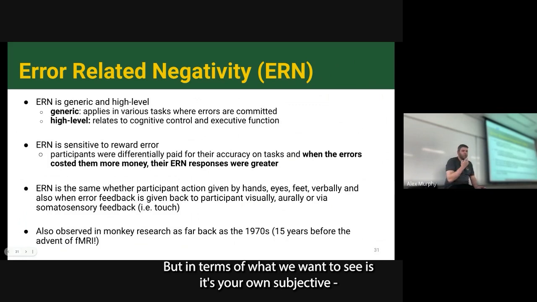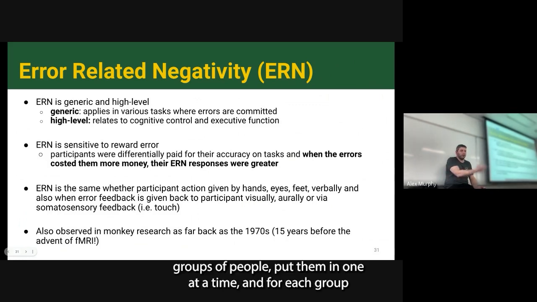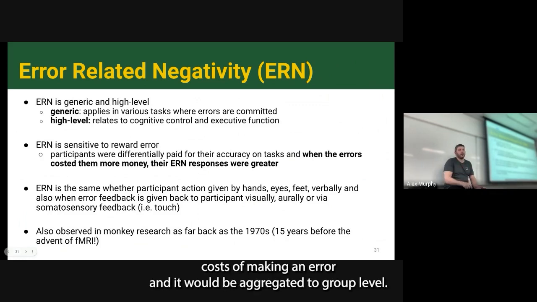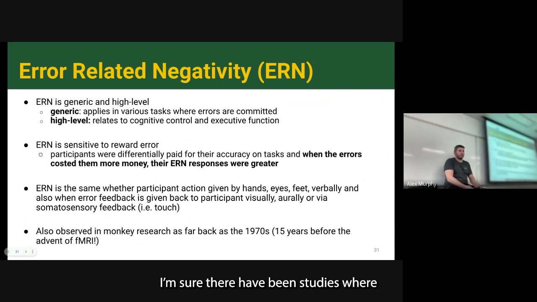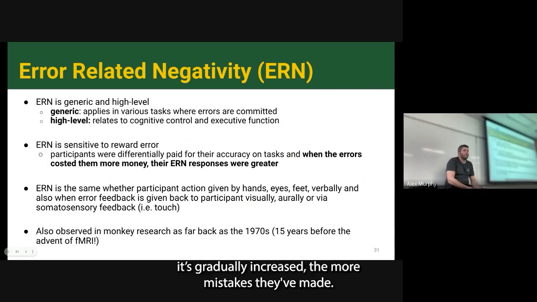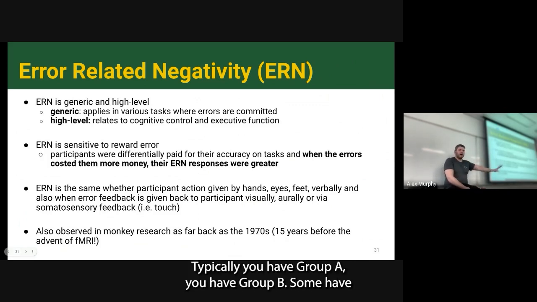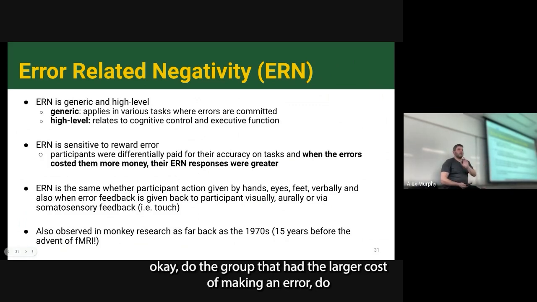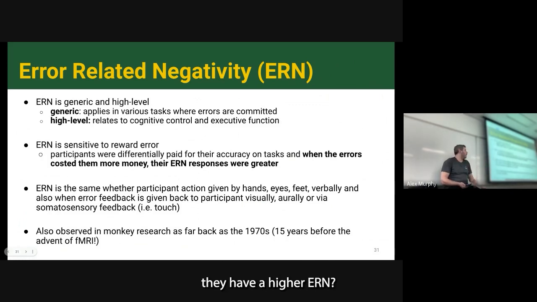So I think that's connecting it to what else might be going on in the same experiment. But in terms of what we want to hear, it's your own subjective experience. It's not about what's going on in somebody else. So you would take different groups of people, put them in one at a time, and for each group you'd have differing costs of making an error, and it would be aggregated at the group level. I'm sure there have been studies where the cost is gradually increased the more mistakes they've made, but I'm not aware of those. Typically, you have group A and group B. Some have very small deductions, so the cost of making an error is less, versus a larger cost in the other group. Contrast those and see, okay, for the group that had the larger cost of making an error, they have a higher ERN. Okay.